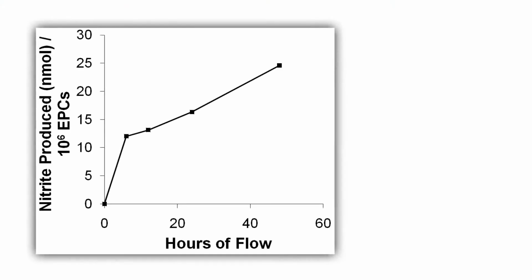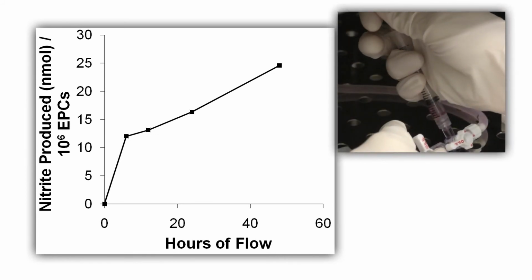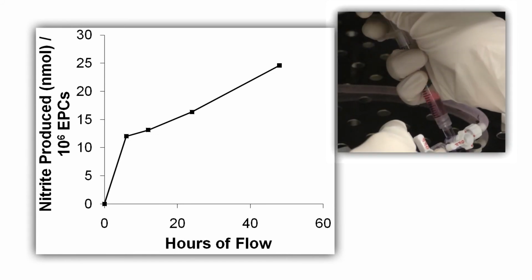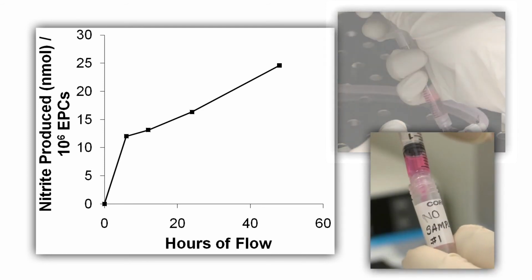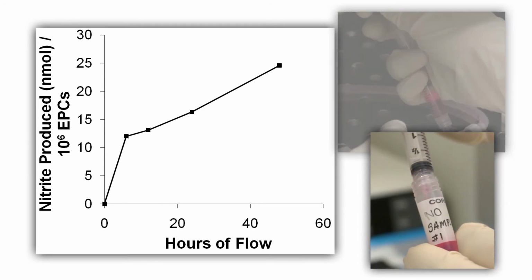This method also allows for obtaining samples of the perfusate at predetermined time points for the analysis and/or quantification of secreted cell metabolites. Shown here is an example of the production of nitrite during a 48-hour flow experiment with porcine EPCs.